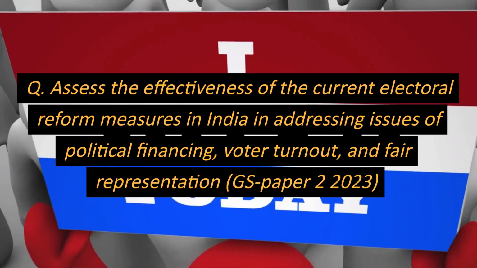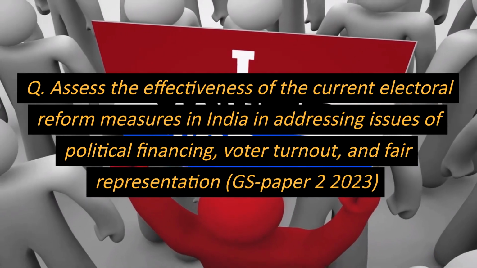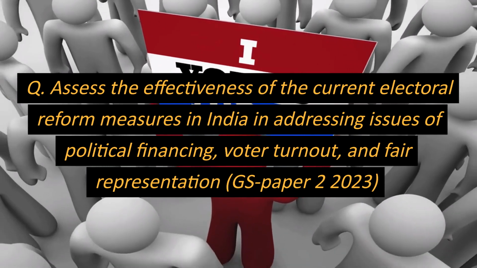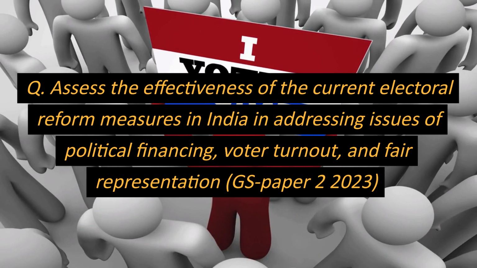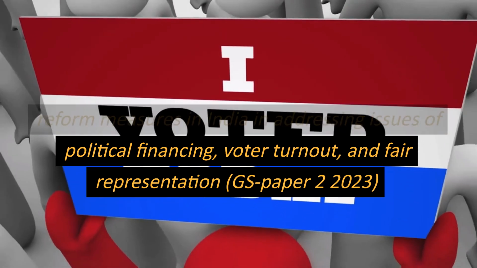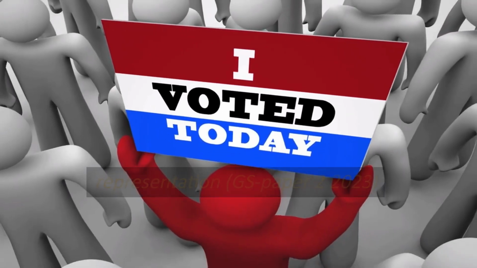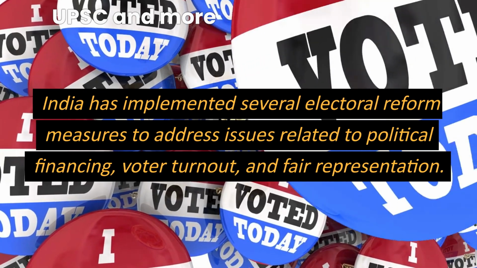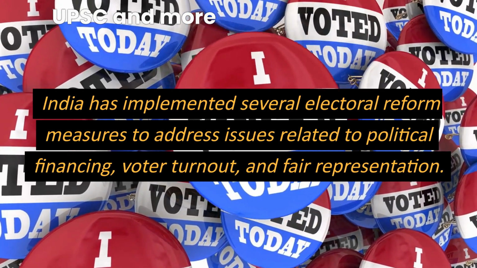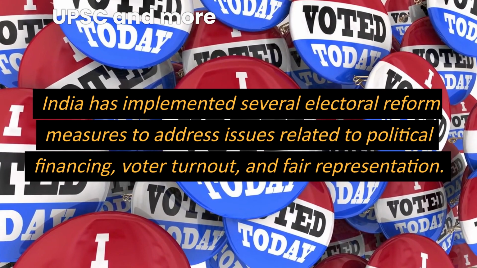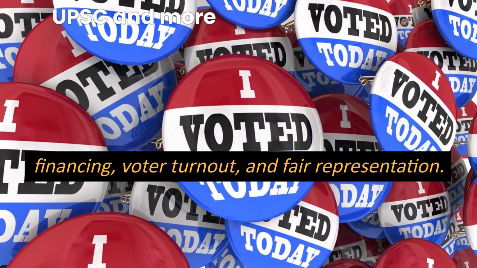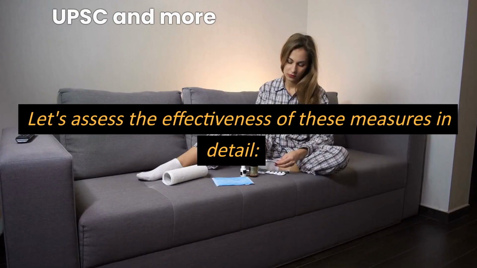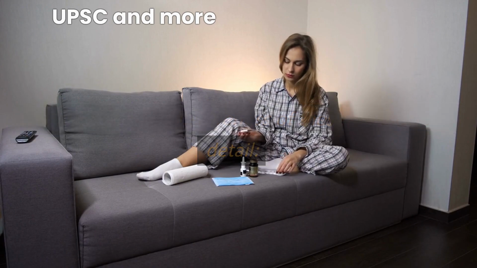Q. Assess the effectiveness of the current electoral reform measures in India in addressing issues of political financing, voter turnout, and fair representation. GS Paper 2, 2023. India has implemented several electoral reform measures to address issues related to political financing, voter turnout, and fair representation. Let's assess the effectiveness of these measures in detail.